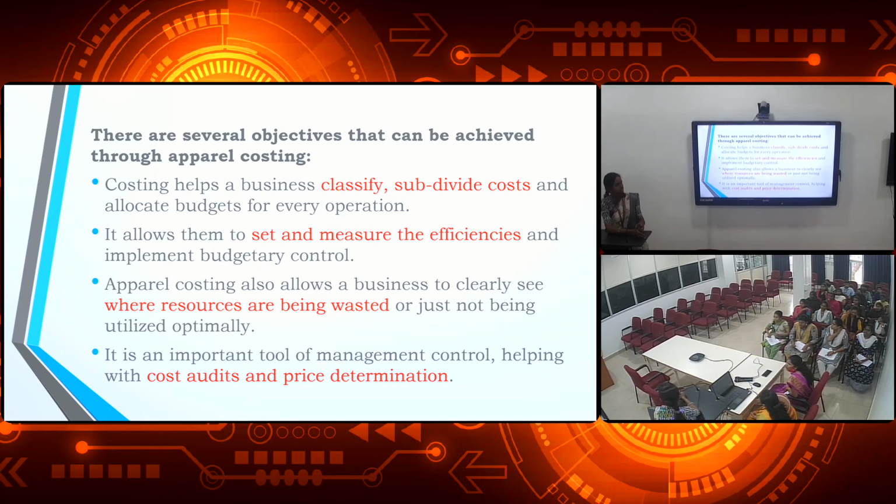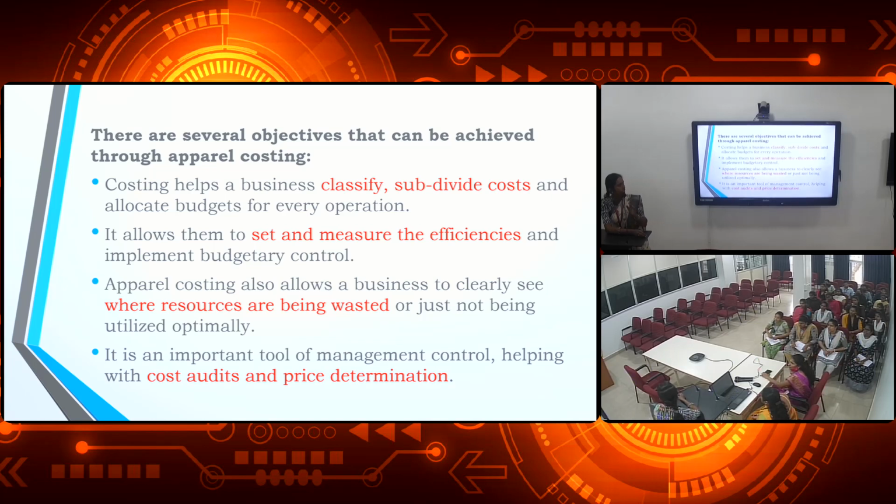Costing helps the business in classifying, subdividing the cost and allocating budgets for every operation. We have seen this in process costing. Like in process costing, there are different operations involved to produce a garment. So by this apparel costing, we can classify what costs are involved and subdivide those costs.